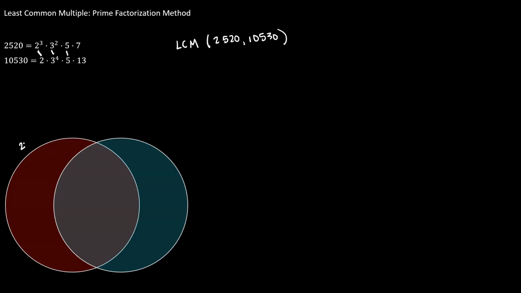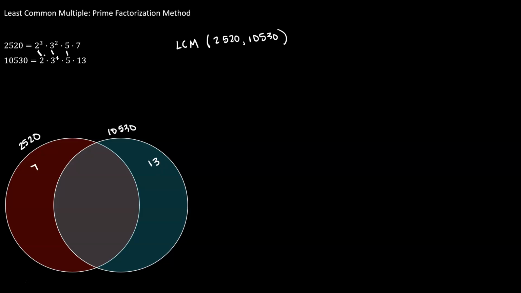Let's go ahead and label our circles. The red circle will be the factors of 2,520. The blue circle will be the factors of 10,530. Since I know that 7 is a factor that belongs to the red circle and not the blue, I'll put it over here. And 13 will belong to the blue circle and not the red, so I'll make sure that does not fall into the overlap either.